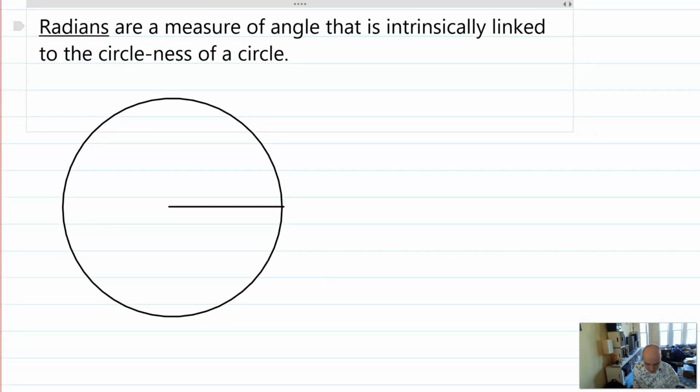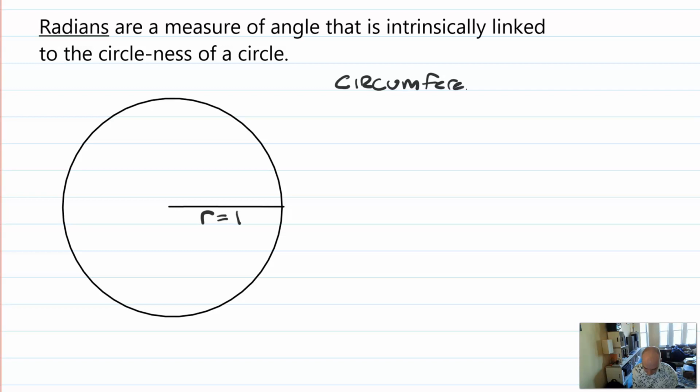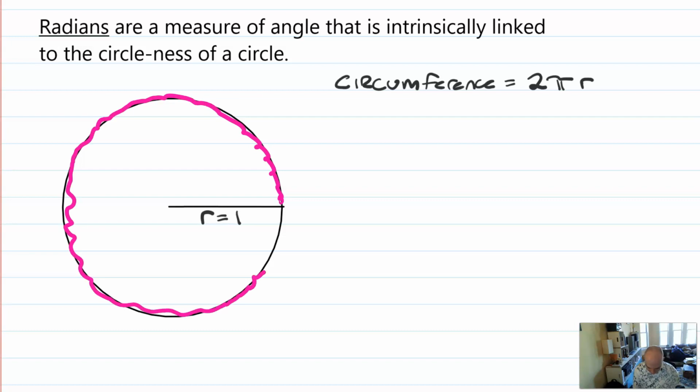So what is the basis of radian measure? Well, the basis of radian measure is a unit circle. That is a circle of radius 1. And we know that in this circle of radius 1, the circumference is given by the formula 2 pi r. So then the circumference all the way around the circle, excuse my terrible drawing, would be considered 2 pi units of circumference.